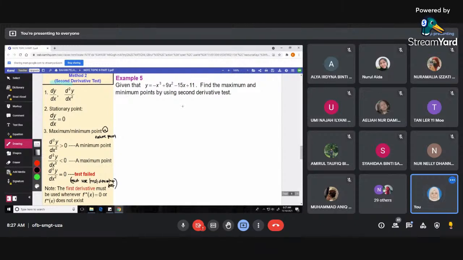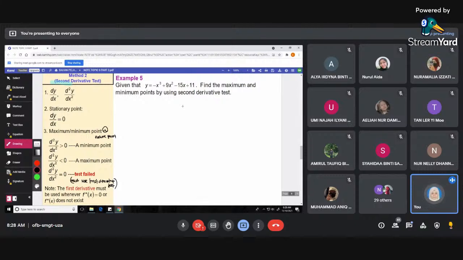Okay. Bila you kena buat first derivative test, bila second derivative test equal to 0. So you ada two method, first derivative and second derivative test. If the question state using second derivative test, you tak boleh guna first. If the question doesn't state any method, you can choose method 1 or method 2. Faham ya? Okay.